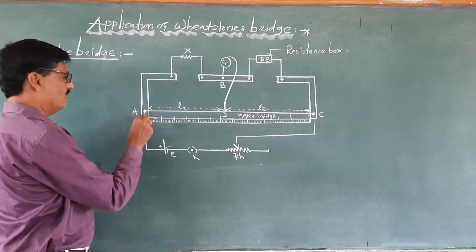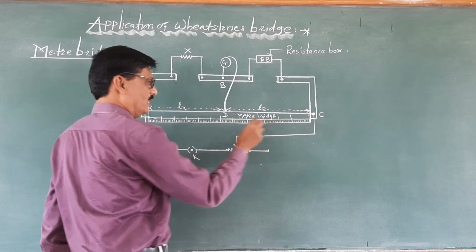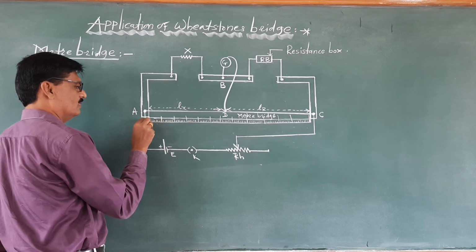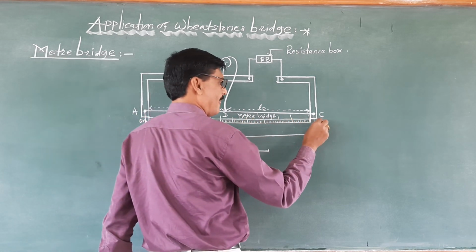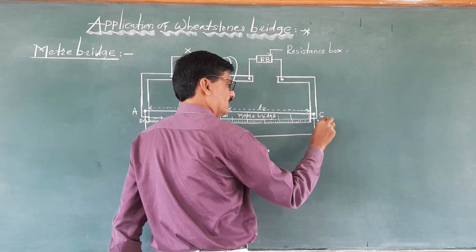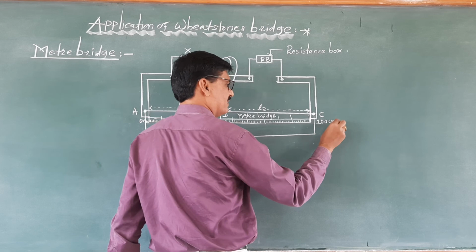Here the distance from point A to point C is 100 centimeters, that is 0 centimeters to 100 centimeters, and therefore this apparatus is called a meter bridge apparatus.